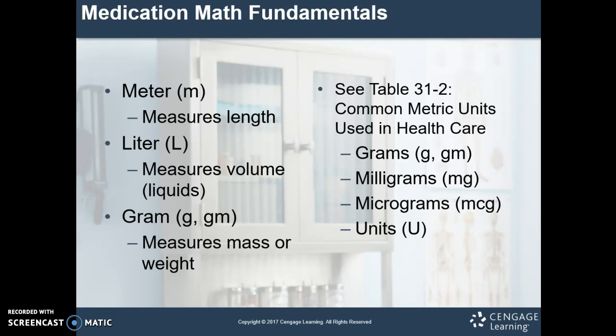about grams. You could have milligrams, which is 1,000th of a gram. You could have micrograms, which is even smaller. Usually for units, we have to write that out because if you just write U, people are prone to make errors with that. And if you keep going through that table, you'll see some other examples of how we measure things in the healthcare system.